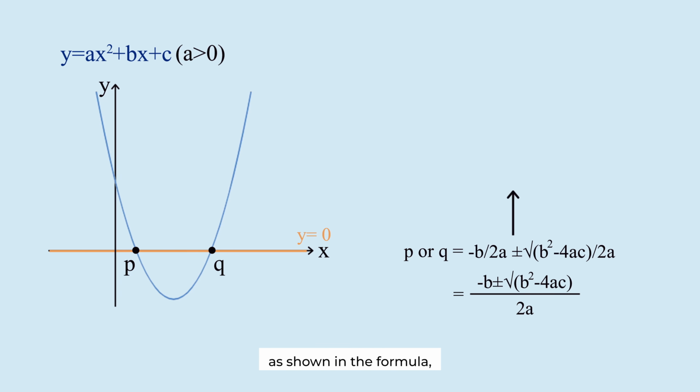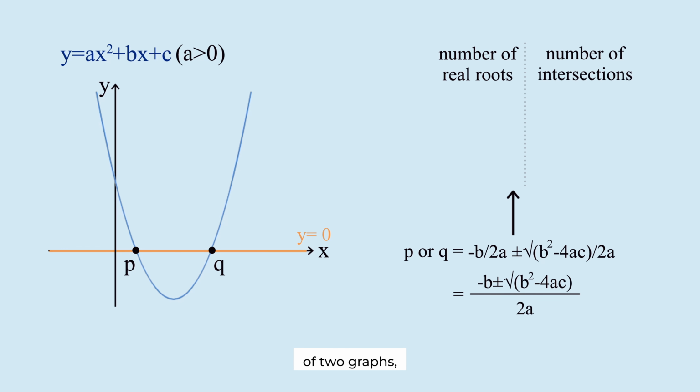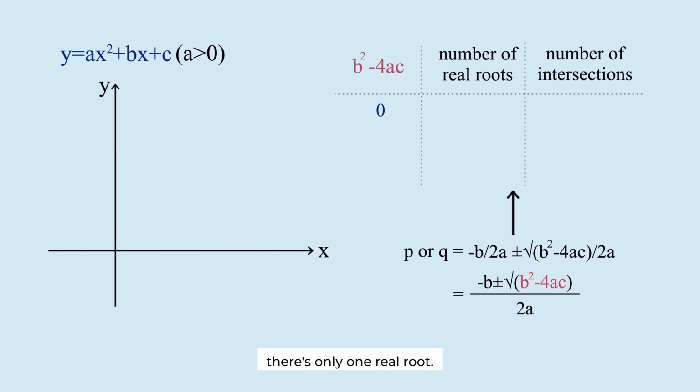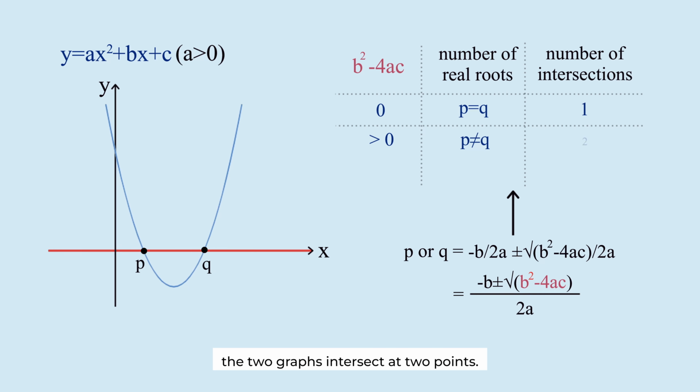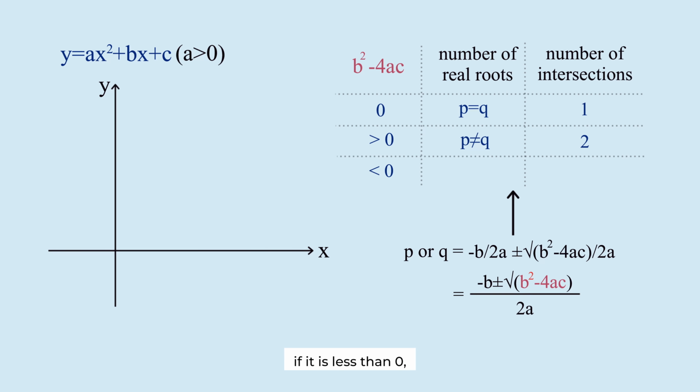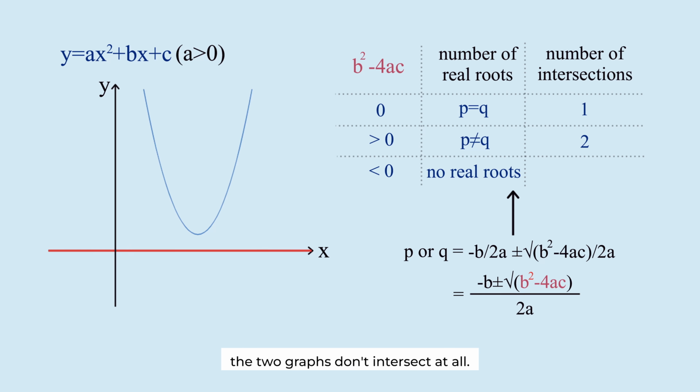As shown in the formula, the number of real roots, which is the number of intersections of two graphs, depends on this value. If it equals 0, there is only one real root. The two graphs intersect at only one point. If it is greater than 0, there are two real roots. The two graphs intersect at 2 points. If it is less than 0, there are no real roots. The two graphs don't intersect at all.